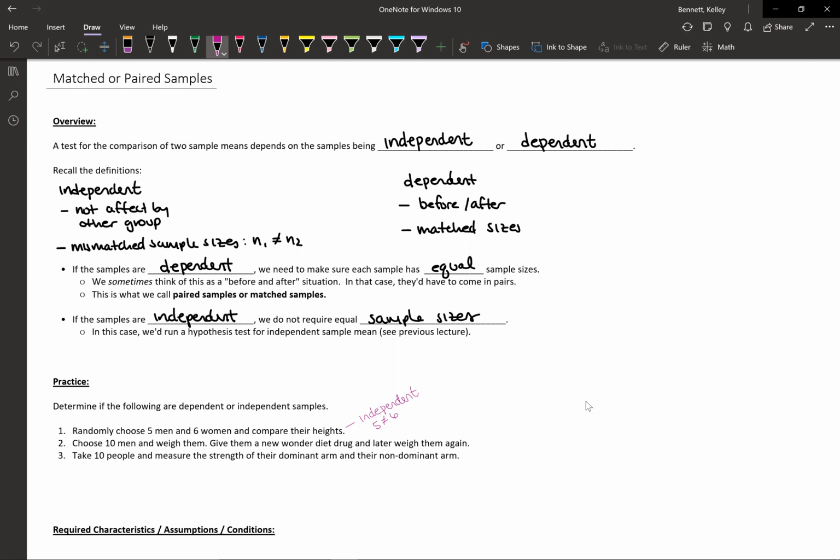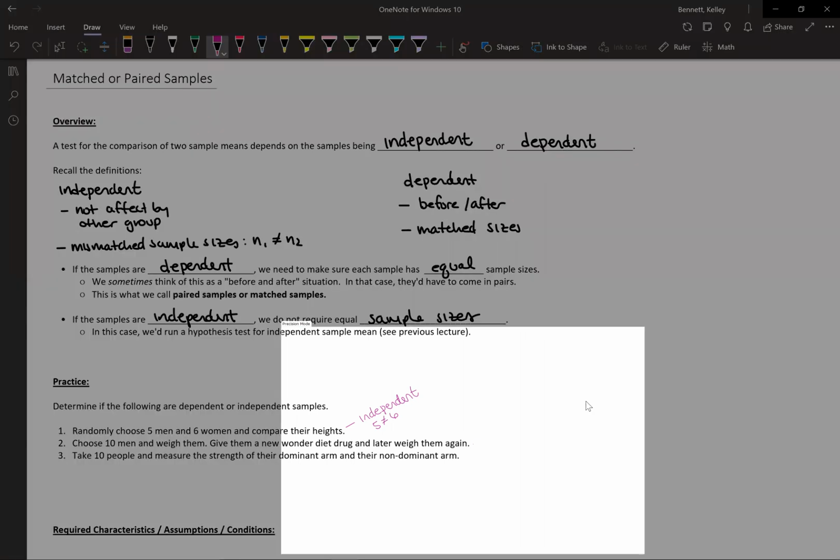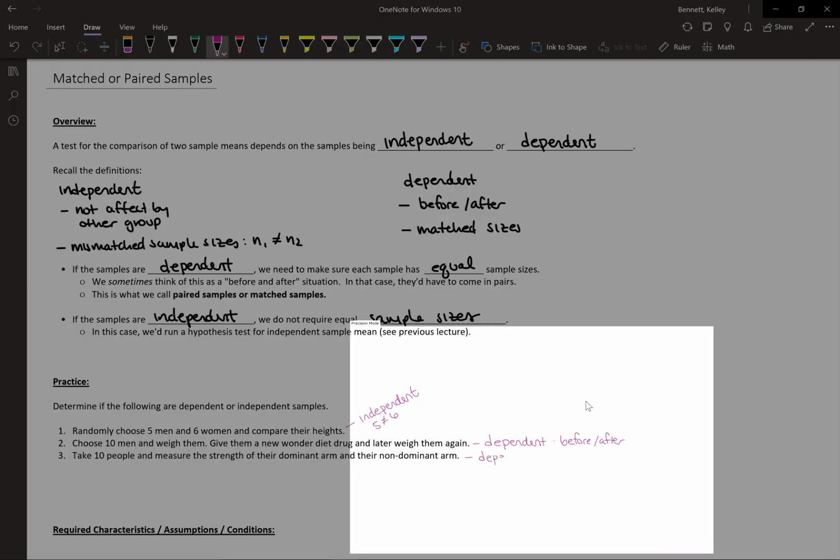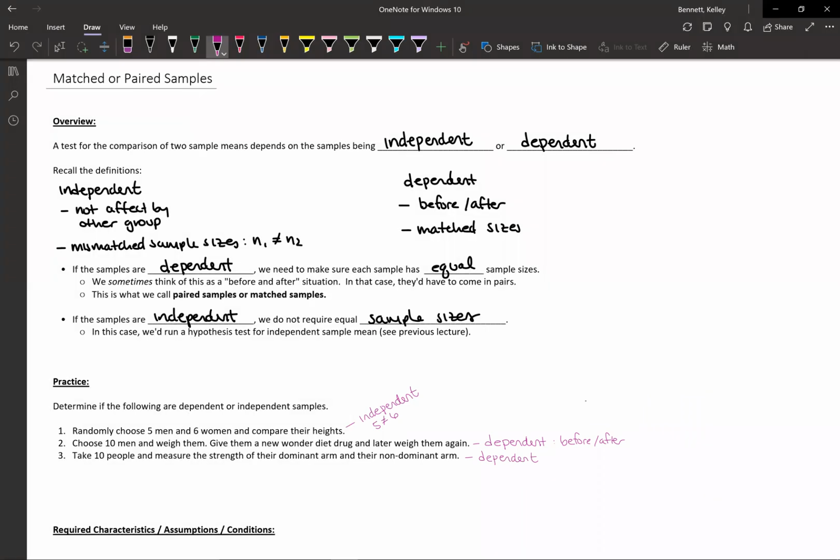In example 2, choose 10 men and weigh them. Give them a new wonder diet drug and then later weigh them. This is a classic case of dependent. It has that before and after feeling to it. And then the last one, take 10 people and measure the strength of their dominant arm and their non-dominant arm. And this is also dependent because certainly the dominant and non-dominant arms kind of affect each other.